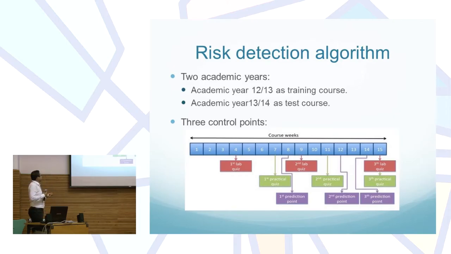Then, in the twelfth week, we fixed the second control point. And we have enough information to give a good prediction to students before it becomes too late to warn them about a risk of failing this course. And the third and final control point is in the 14th week. It's like the last warning that we can give to a student at risk of failing the course.